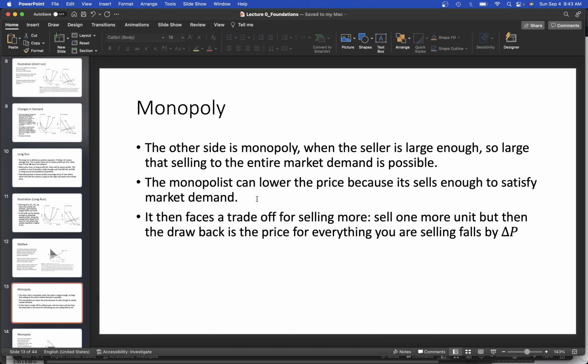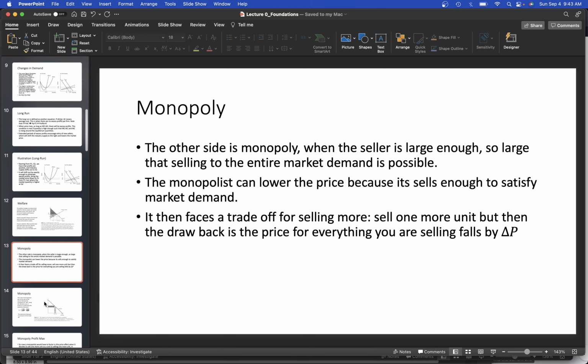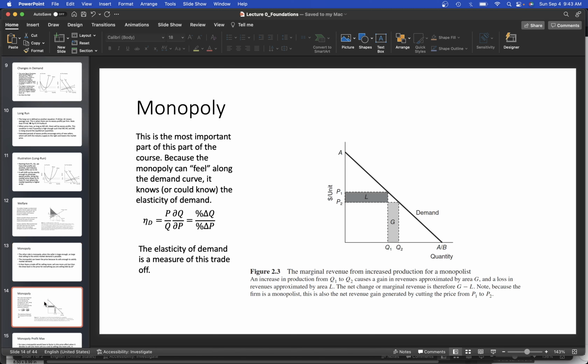Okay, that means it's moving along the demand curve, which we will see soon. It then faces a trade-off for selling more. Sell one more unit, but then the drawback is the price for everything you are selling falls by the change in P, which is the demand function. Okay, so this is the illustration of the constraint faced by the monopolist.